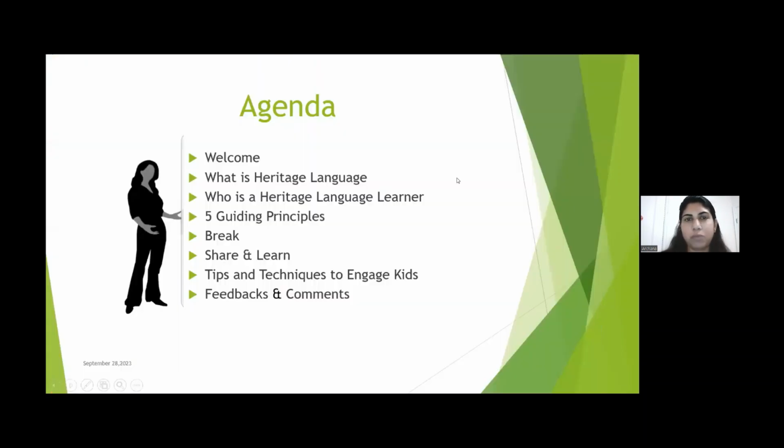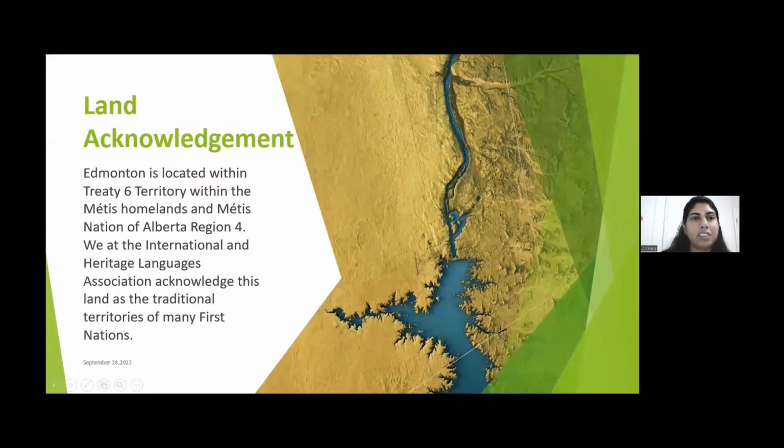So we'll start with this land acknowledgement. Edmonton is located within Treaty 6 territory within the Métis homelands and Métis nations of Alberta Region 4. We at the International and Heritage Language Association acknowledge this land as traditional territories of many First Nations.